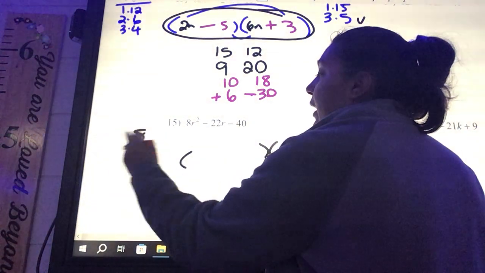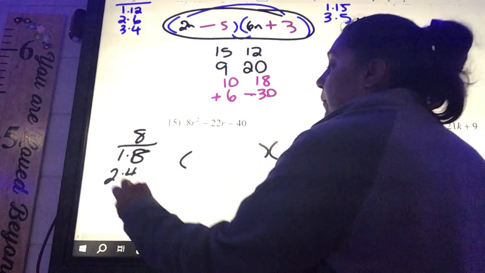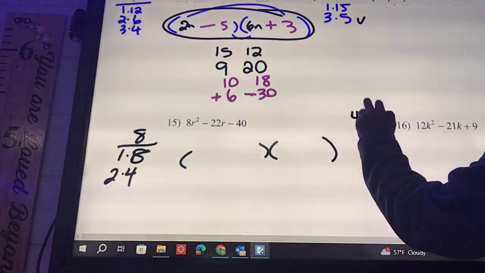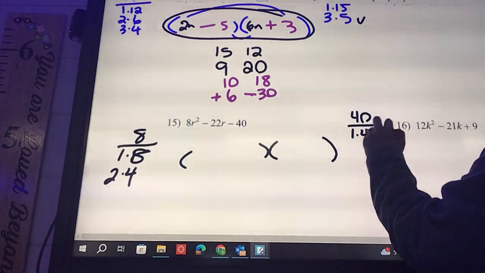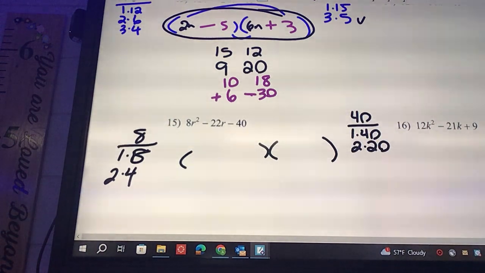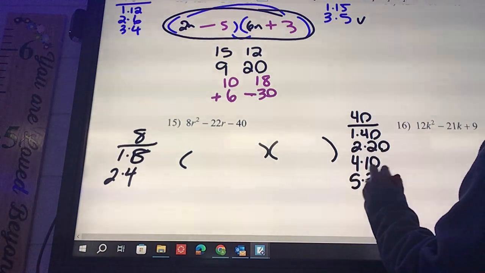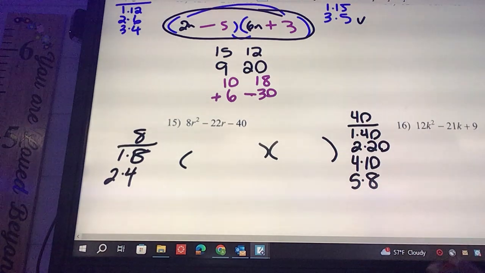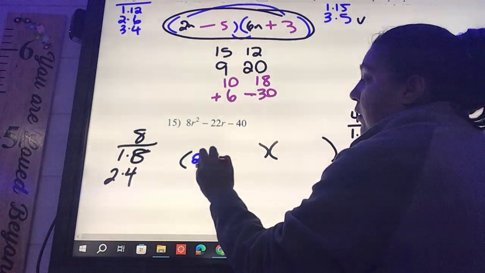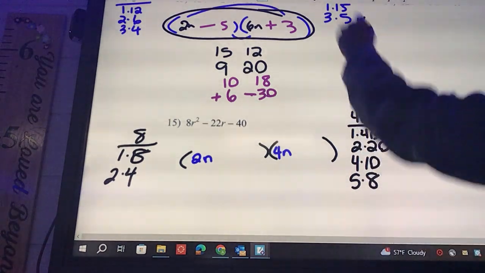We're gonna make a list of 8. So 1 and 8, 2 and 4. Okay, for the 40, I got 1 and 40, 2 and 20, 3, 4 and 10, 5 and 8. Okay, as always, pick from the bottom of the list, so 2N and a 4N. Okay, and we'll start with the 5 and 8.